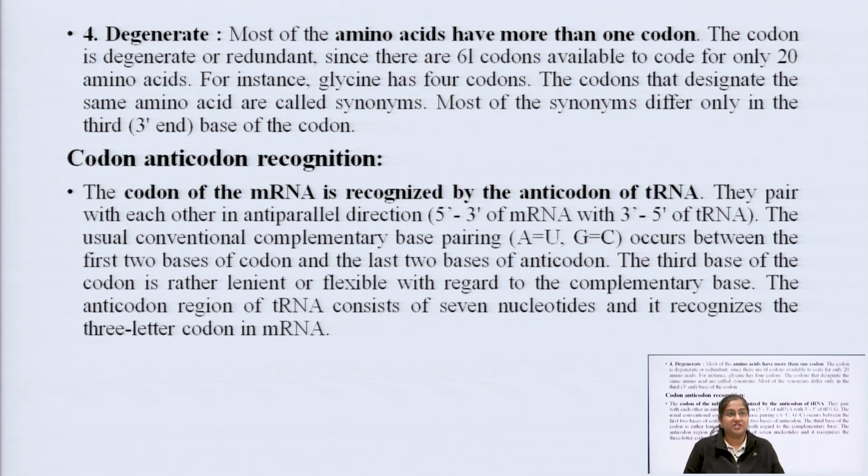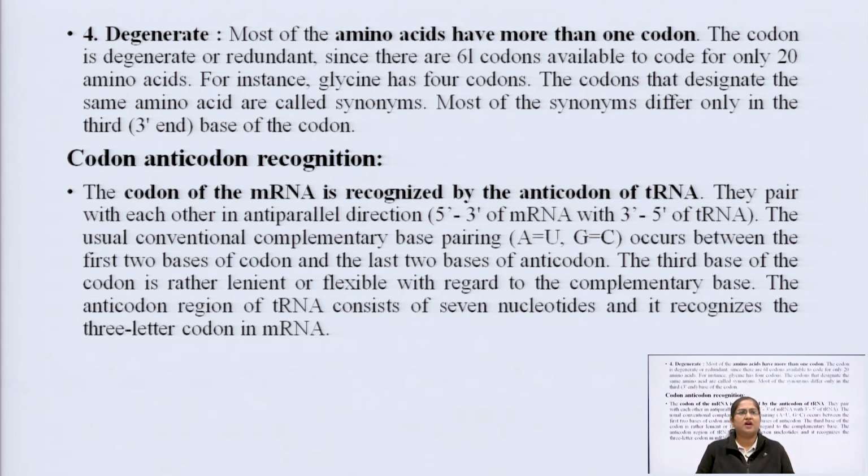Next, degeneracy. Most of the amino acids have more than one codon. The code is degenerate or redundant, since there are 61 codons available to code for only 20 amino acids. For instance, glycine has 4 codons. The codons that designate the same amino acid are called synonyms. Most of the synonyms differ only in the third base, that is the 3' end of the codon.